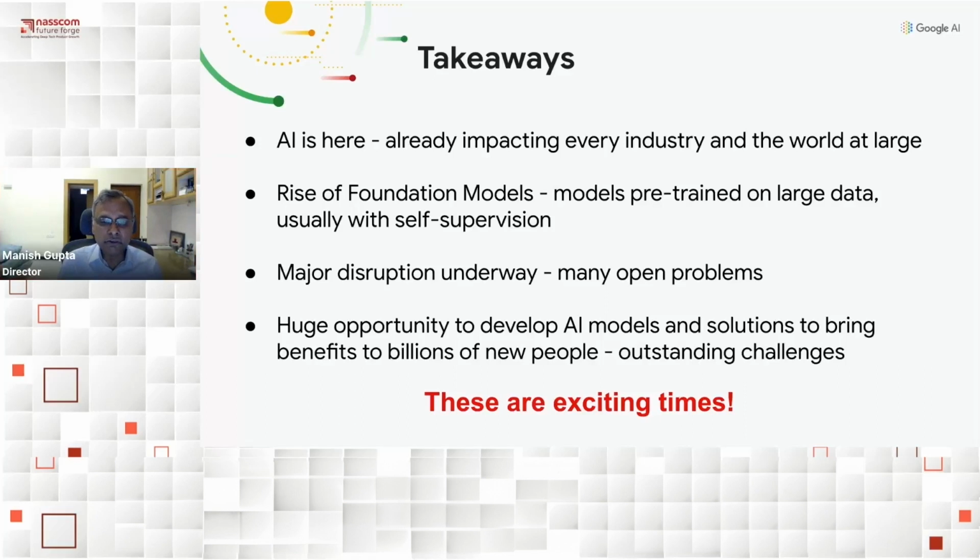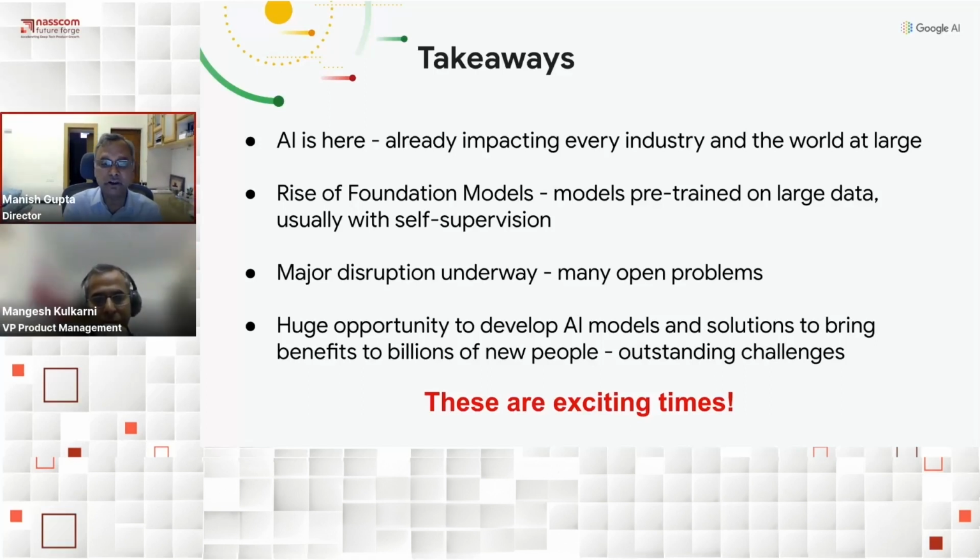So with that, let me conclude that especially with AI impacting every industry and the rise of foundation models, in particular the large language models, we see a major disruption underway in this field of AI, which is leading to some very fascinating new problems as well as opportunities to develop solutions to bring benefits to billions of new people that the original developers of large language models perhaps weren't directly targeting, and again, some amazing opportunities for impact.